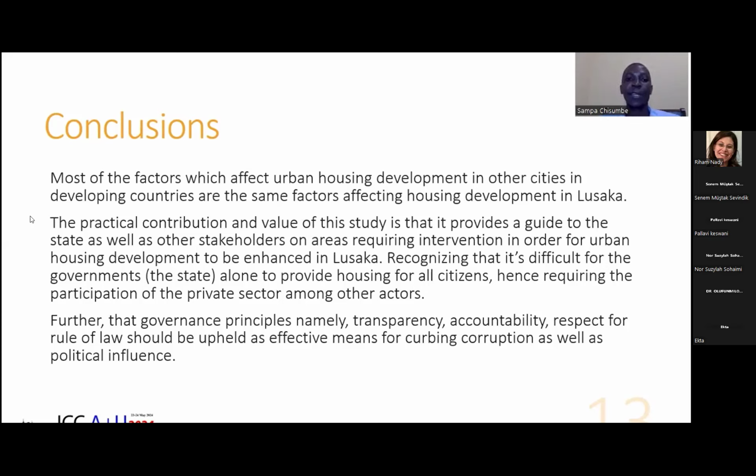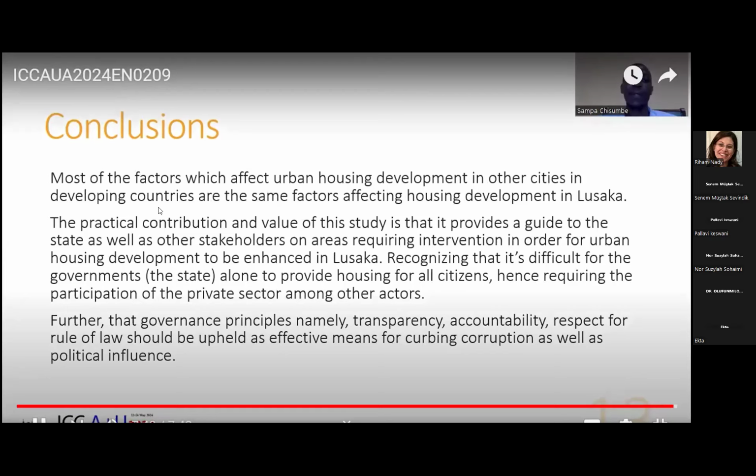Furthermore, there is need for upholding of governance principles, namely transparency, accountability, and respect for rule of law, as a means for curbing, for example, corruption as well as political influence.